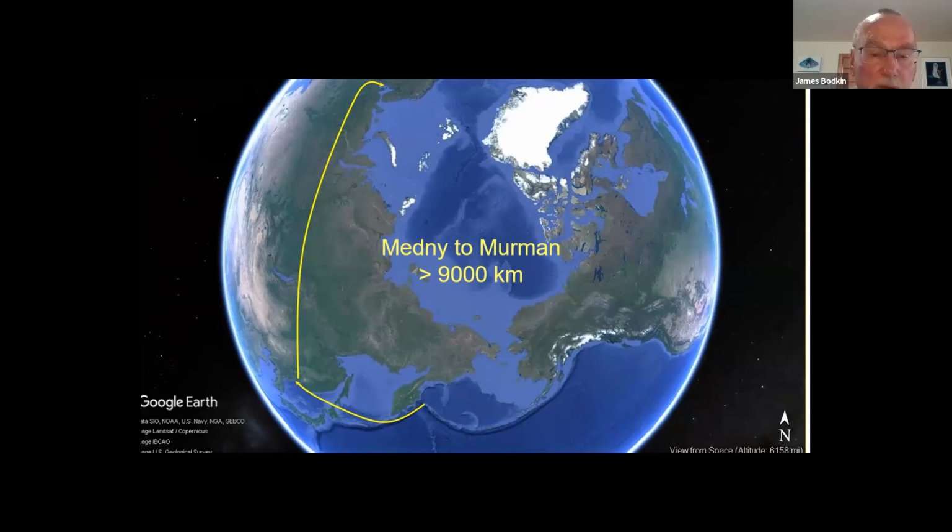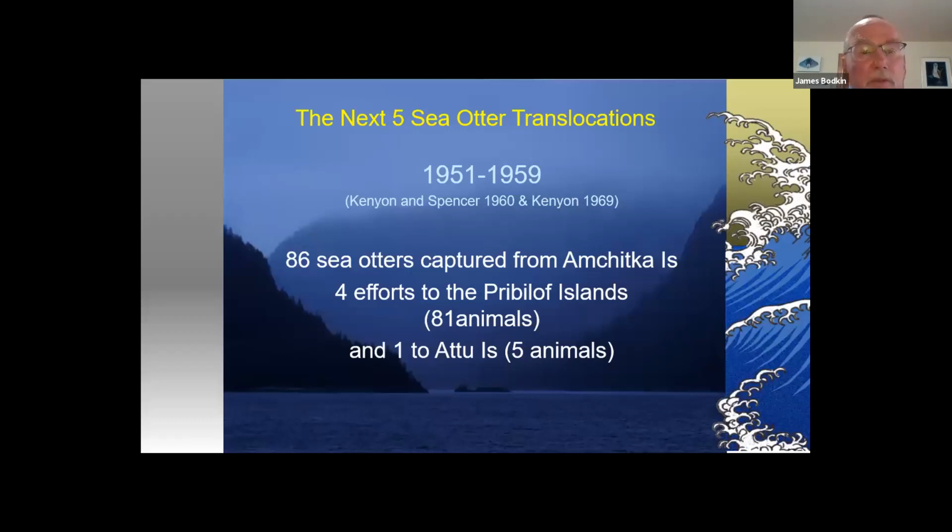So that was the very first translocation, a rather ambitious undertaking. The next 5 translocations took place in Alaska, and these were from 1951 to 1959. And these were the first efforts that were directed at reestablishing sea otters in former habitat through translocation.